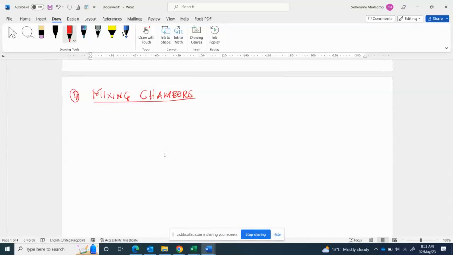Automotive companies that do spray painting also use mixing chambers, where they mix a couple of paints to have the final product. So those are the mixing chambers. Schematically, this is how we represent our mixing chamber.